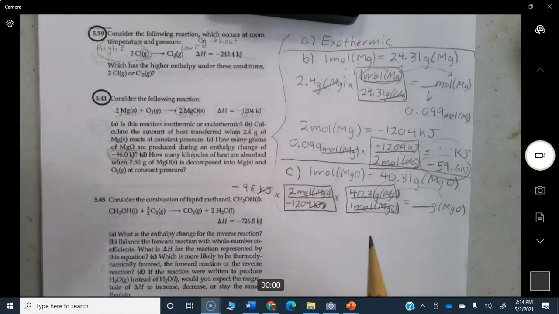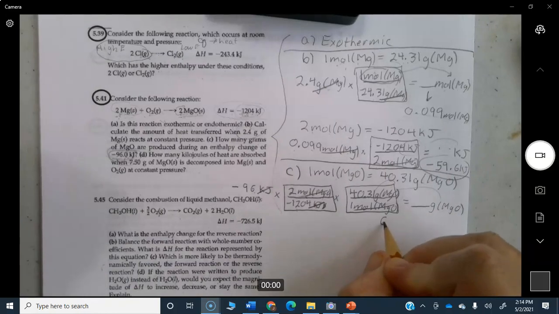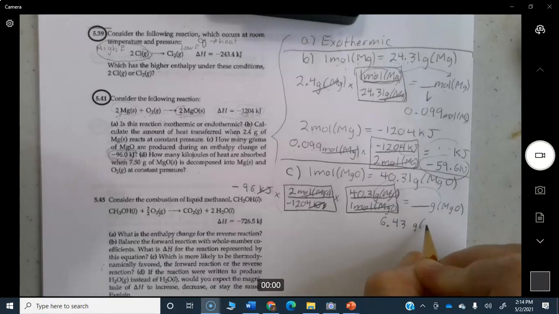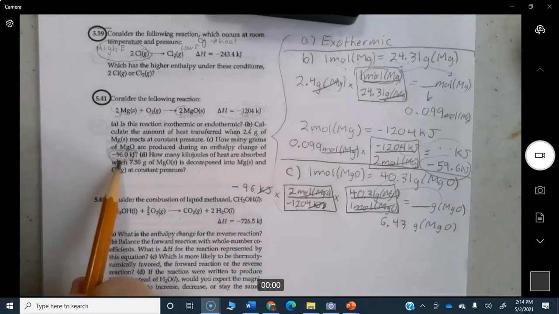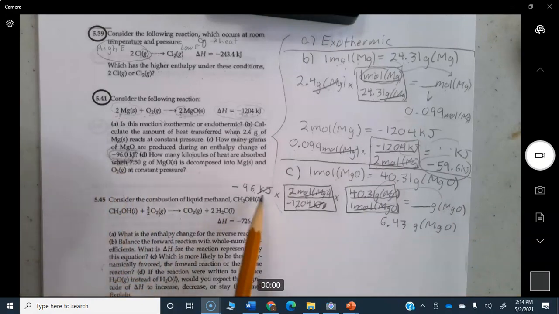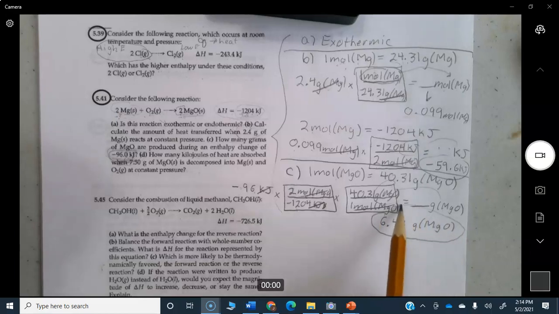And actually 6.43 when you round it. So it's going to be 6.43 grams of MgO. That's how much will be produced in a reaction that gives off 96 kilojoules. Now I had a negative sign there and 1 there, so those canceled out, so it is a positive number for the final answer, okay?